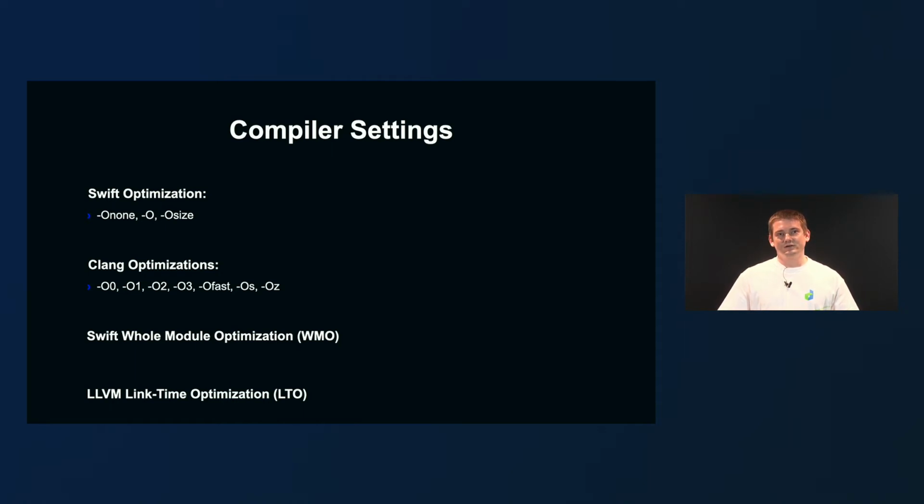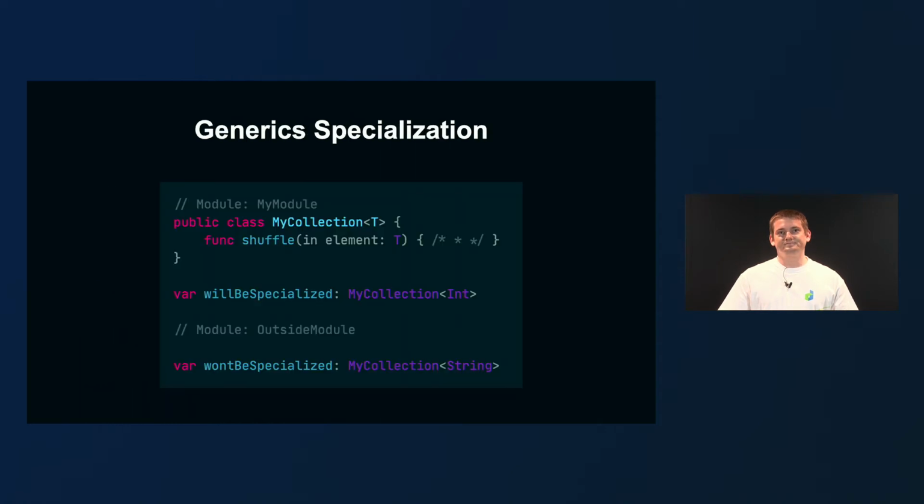Now, you're probably getting bored with compiler stuff, so let's get into code. One thing you can do is specialization. As you can see here, we have "will be specialized" and "won't be specialized". Just to fit it on the slide, they're in the same file, but let's pretend that "won't be specialized" is in an outside module.